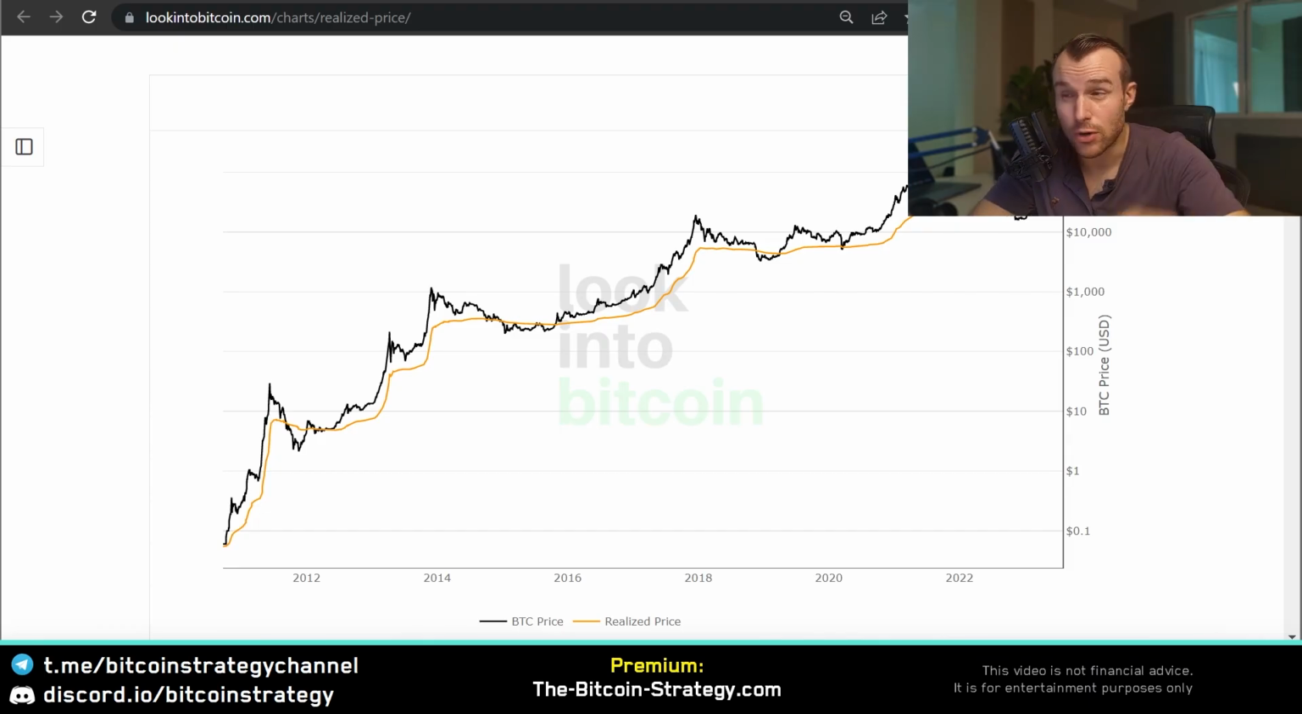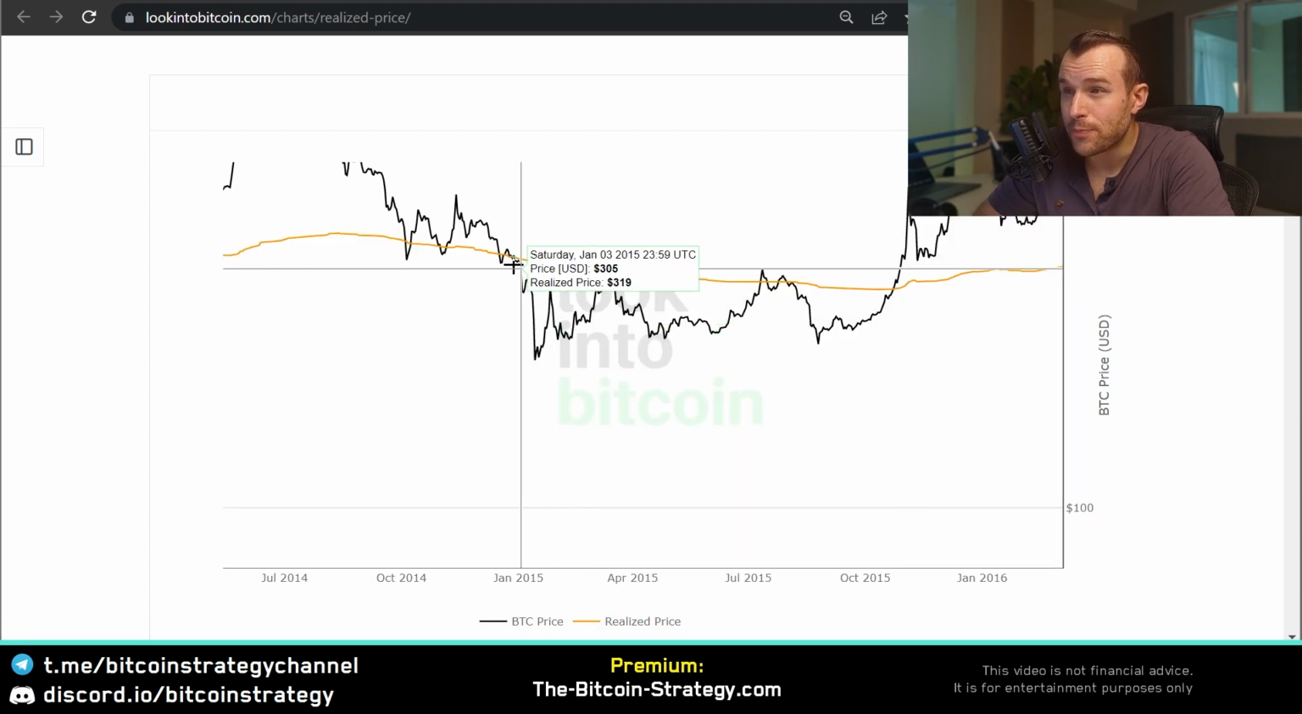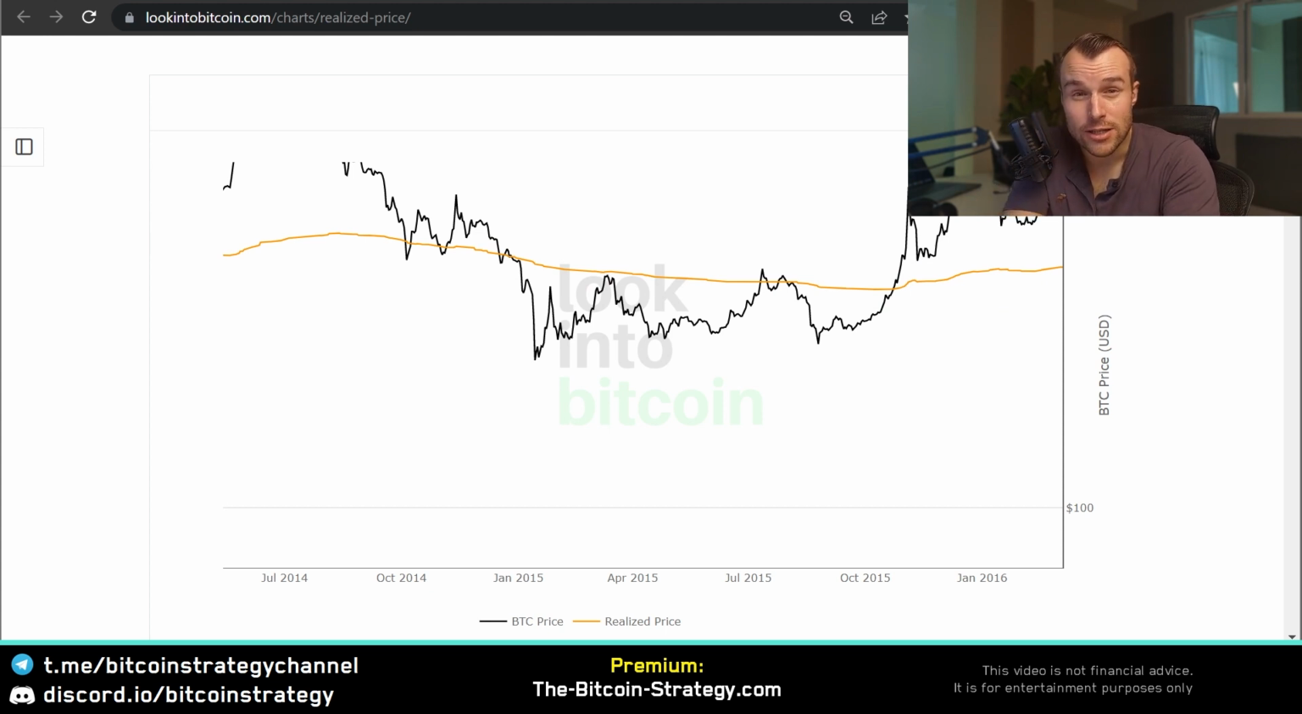Now the same is true the other way around. When the price is crashing, the recent person sold for this low price, but all the people before that sold for higher prices. So you want to know, in aggregate for the entire market, is the market in profits or in losses? Where is the current price relative to the realized price? That's this chart over here, and it's super useful. Whenever the price is below the realized price, the market in aggregate is in losses.